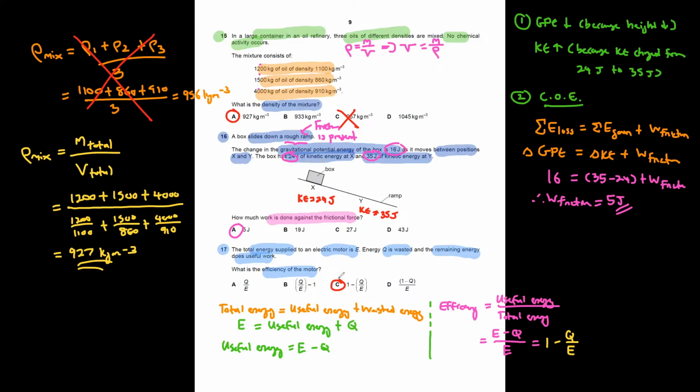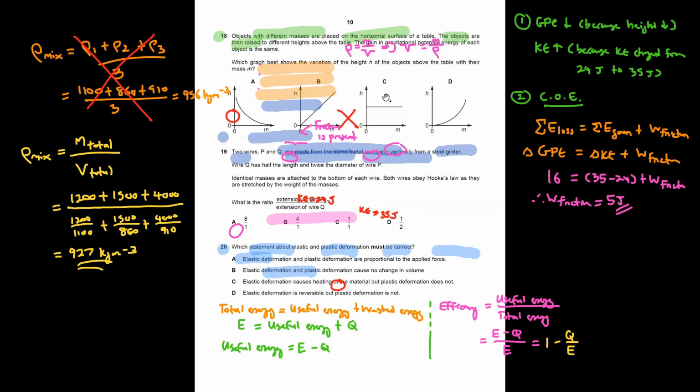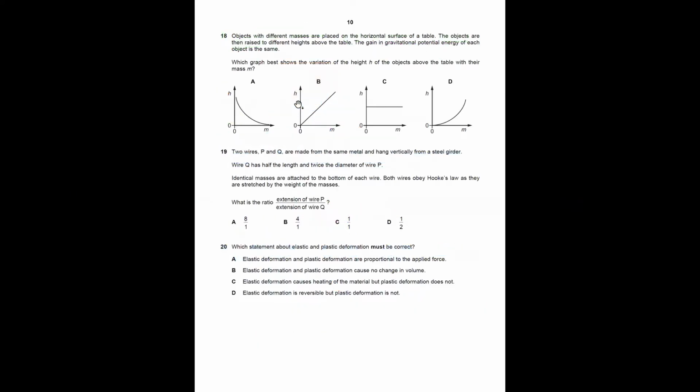Okay, that is for this particular question. So 17 is done. We move on to question 18 then. Okay, question 18. Let's clear this one off. Now for question 18, you have objects with different masses that are placed on the horizontal surface of a table. The objects are then raised to different heights above the table. The gain in GPE of each object is the same. Which graph best shows the variation with height h of the objects above the table and the masses m?